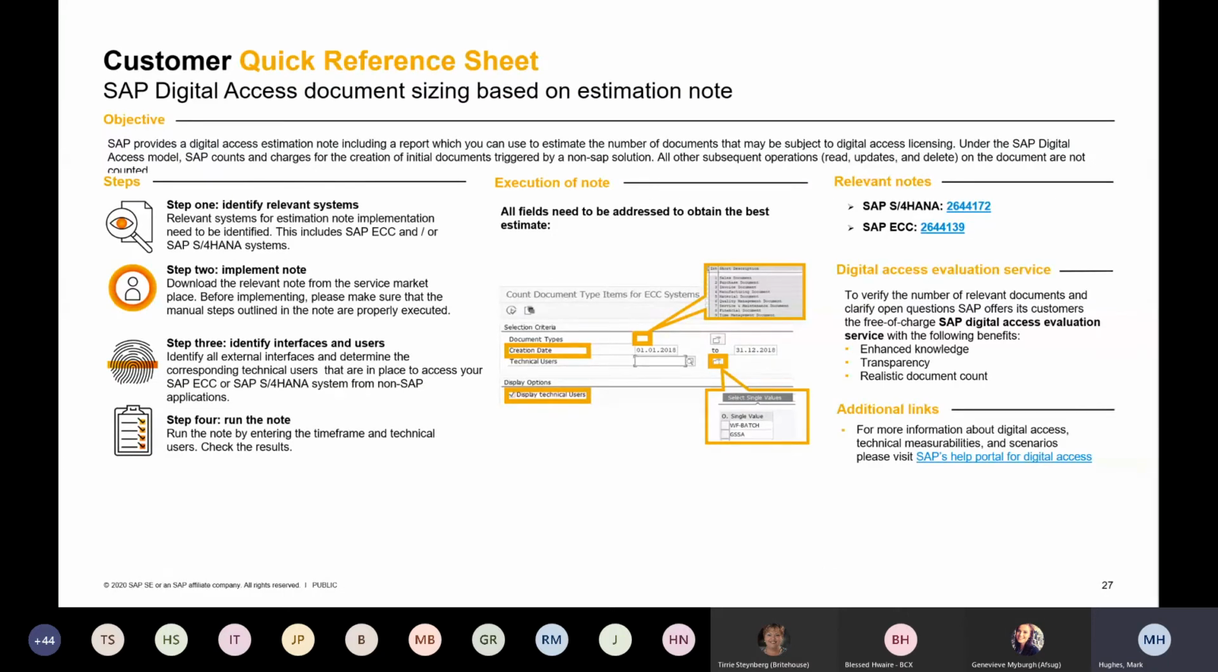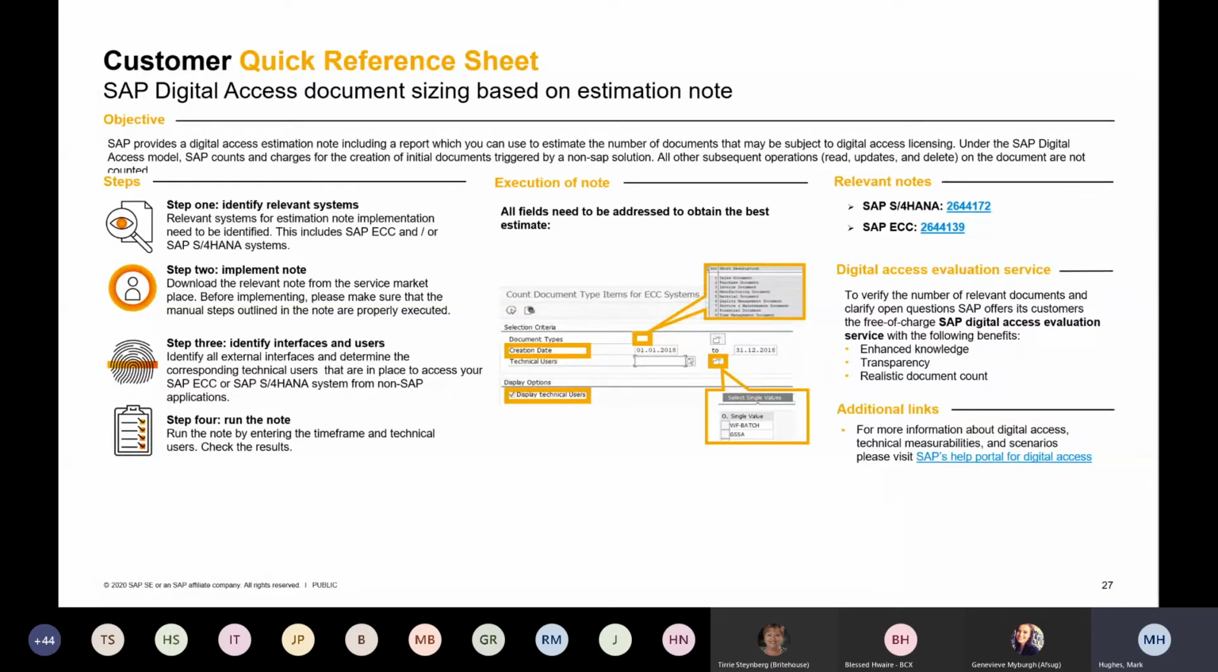This quick reference sheet, also very wordy, but if I can maybe just focus on the left, those icons there, the bold text, a couple of steps. You have to obviously identify what systems you're going to be estimating, which of the digital core processes are touching those systems. You need to ensure that this estimation tool is in the system, either through recent patching or applying this note directly. And then step 3 is, I think, where the rubber hits the road. This is where the real work happens. I think there's some people on this call who will attest to that.